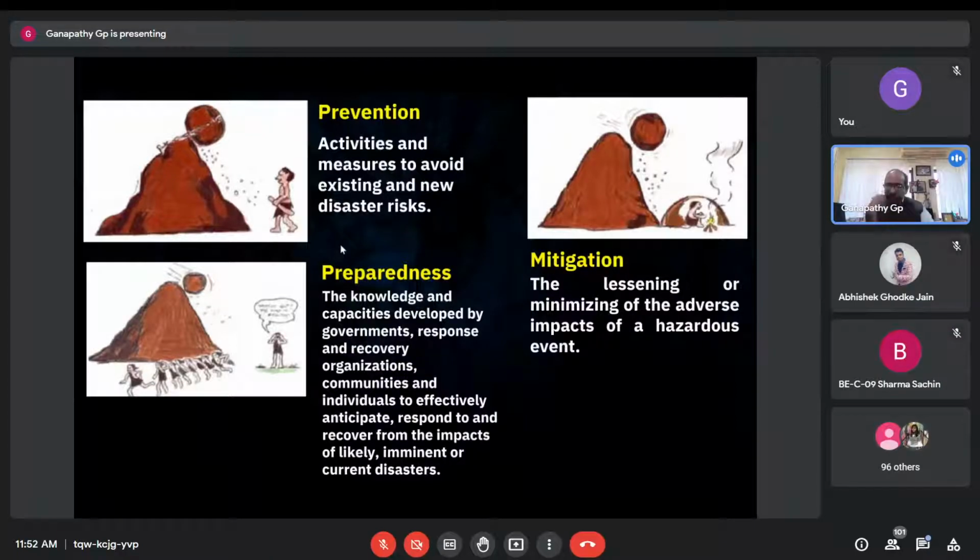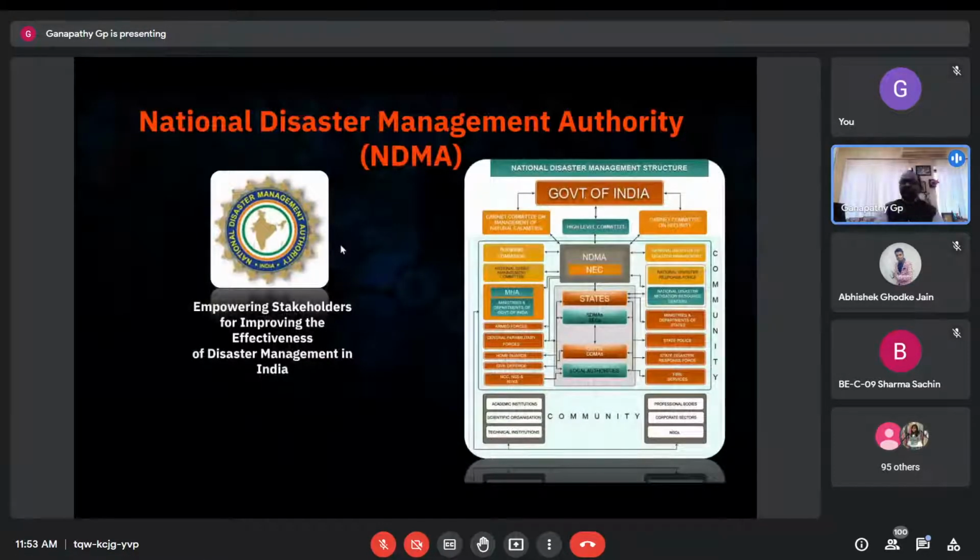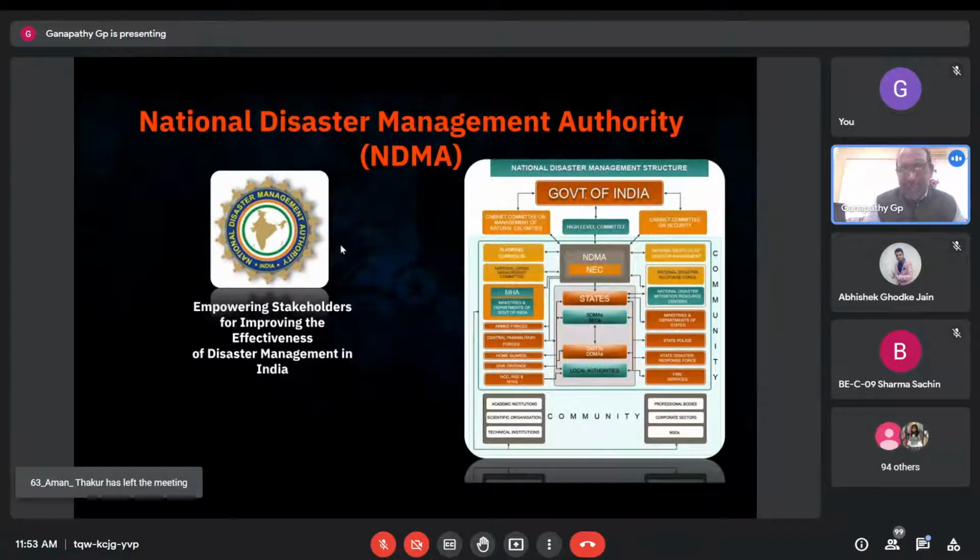So what is preparedness? Even if you don't have mitigation practices, if a hazard happens and you know how to evacuate from that particular location, then you have a chance of safeguarding all the lives. That is preparedness. This is what, overall, we are trying to do in disaster management. So what do we have in India? In India, we have the National Disaster Management Authority, what we call NDMA.